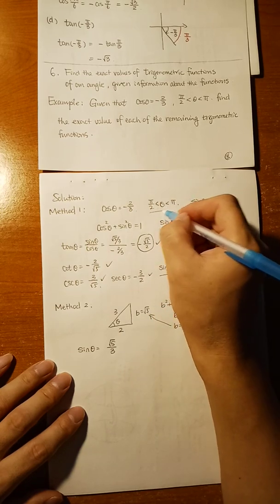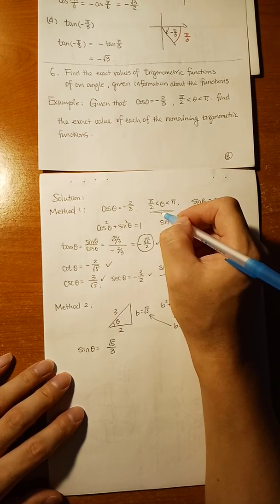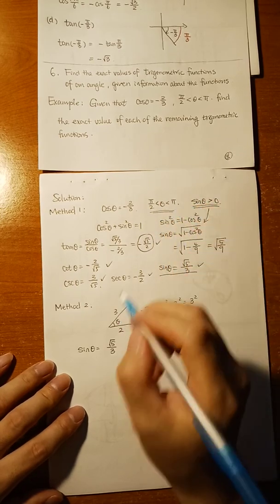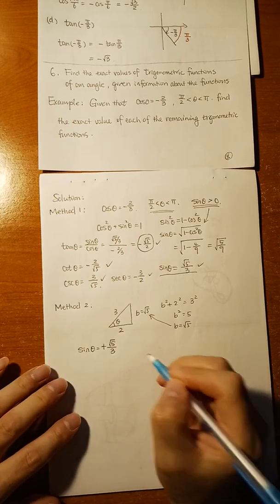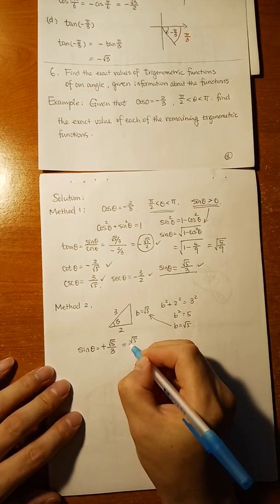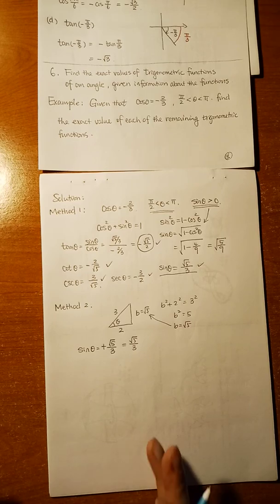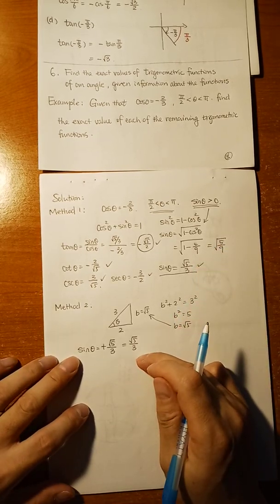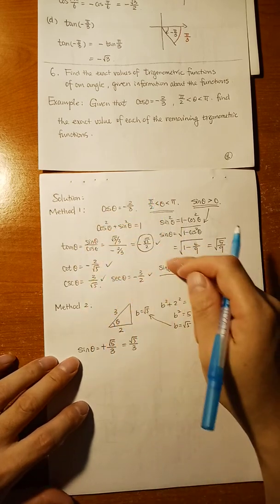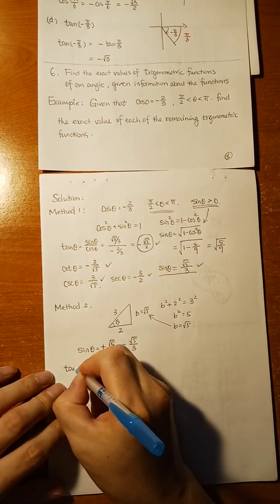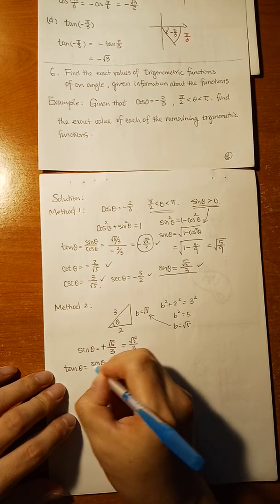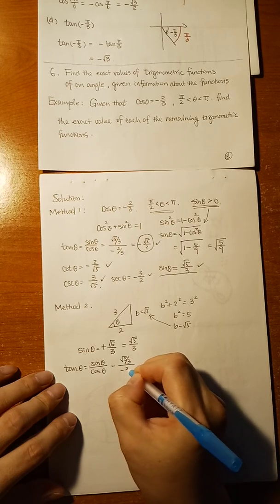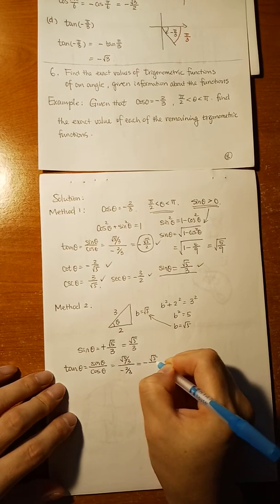Here you use the condition again. Theta is between pi over 2 and pi. It's in the second quadrant. Sine is positive, so you put a positive sign. A positive sign is not necessary to be written, so you just get the square root of 5 over 3. Once you get this, you just use those relations. Tangent is sine over cosine, so it's this value over negative 2 over 3. It's negative square root of 5 over 2.